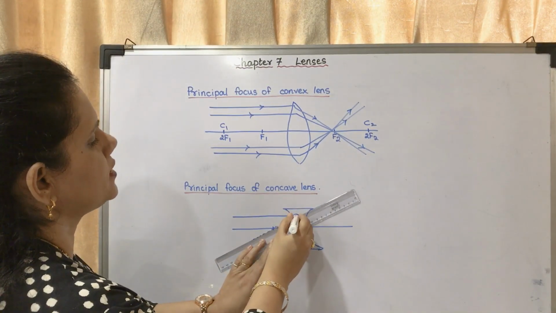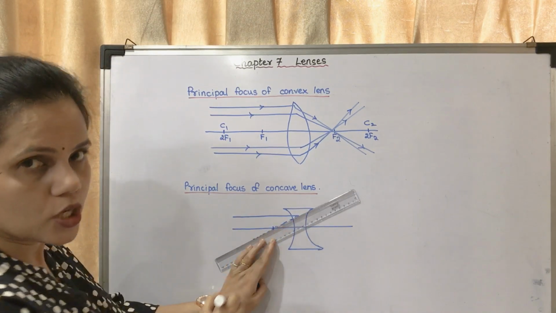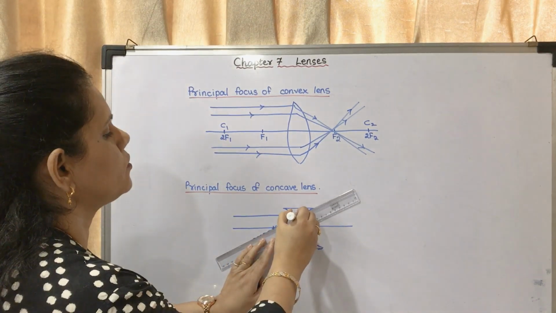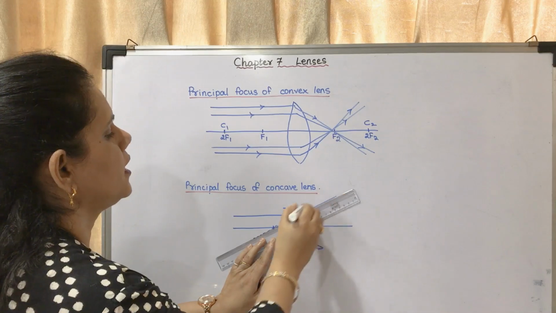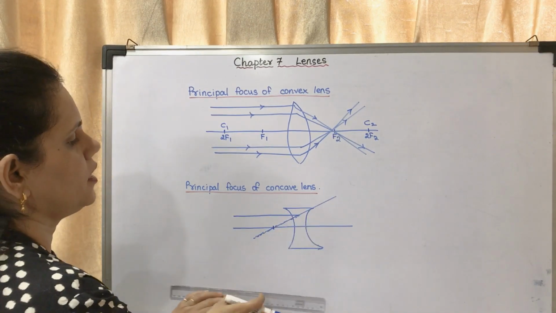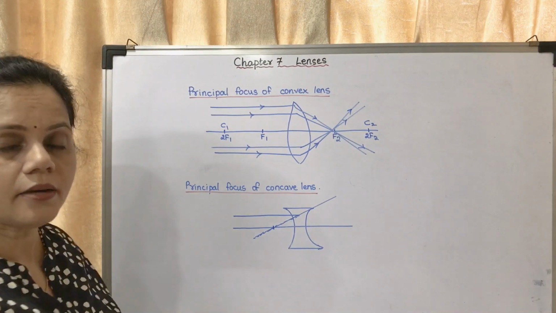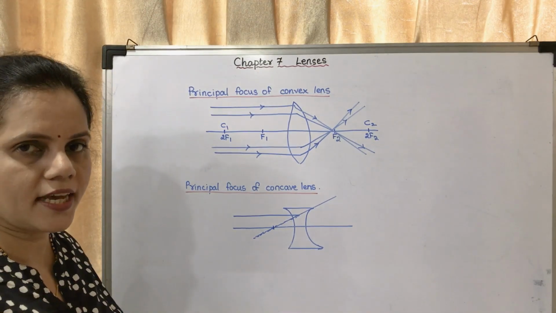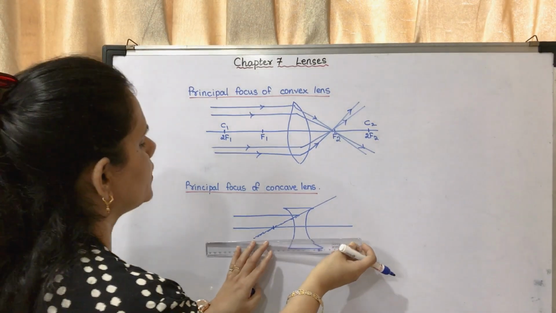Okay, this point and this point you have to coincide, and you have to draw a line like this, and this line you have to extend backwards. Okay, that will be the principal focus of the concave lens. I will show it to you again.